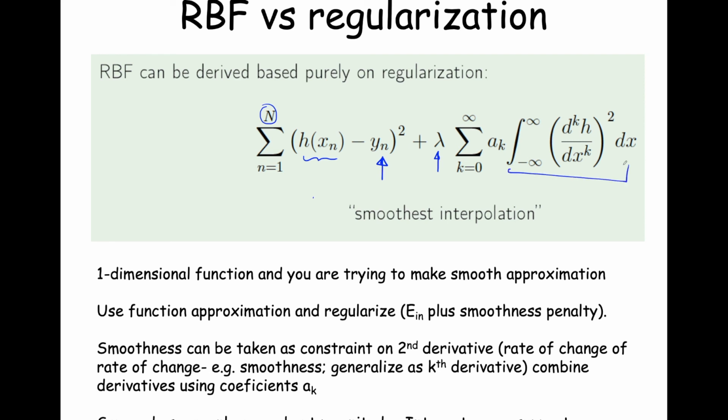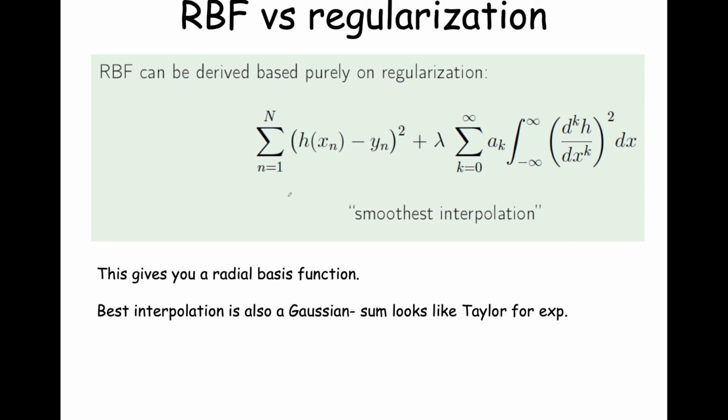And when you take this derivative, you then add up for each one of your coefficients, you combine a set of derivatives. And so with this, if you were actually to solve this, this term looks like a Taylor series approximation for e to the x, for an exponential form. And so this gives you exactly the radial basis function. And the best interpolation is also the Gaussian. So the sum term looks like a Taylor series for the exponential. And so radial basis function does come from regularization, both in spirit as well as in derivation.